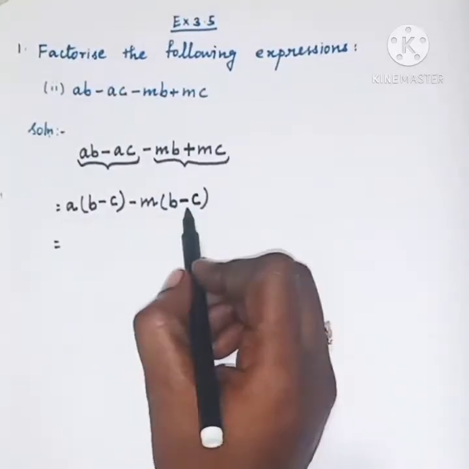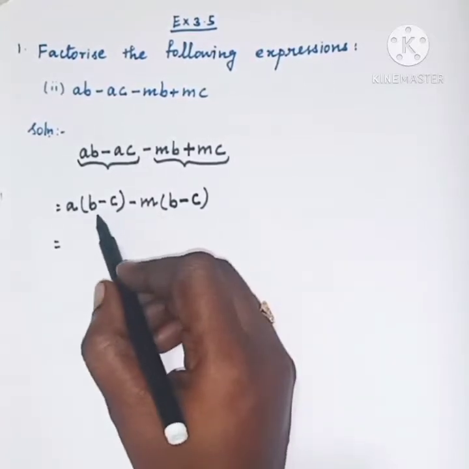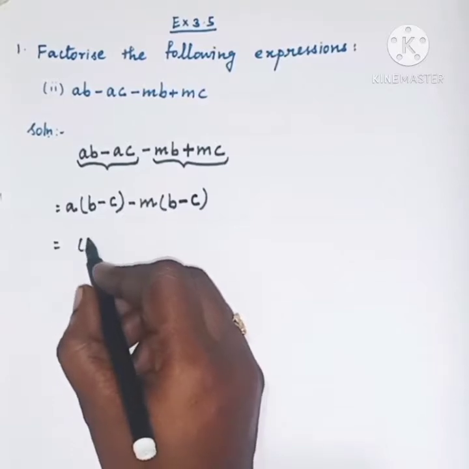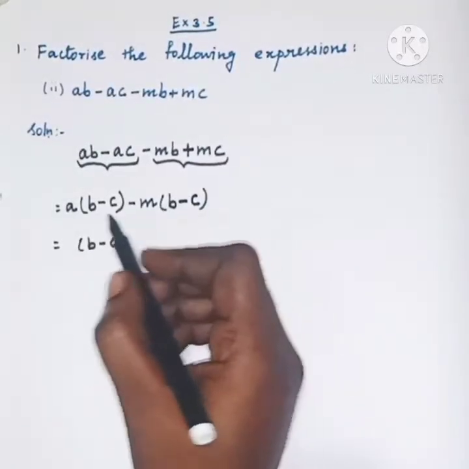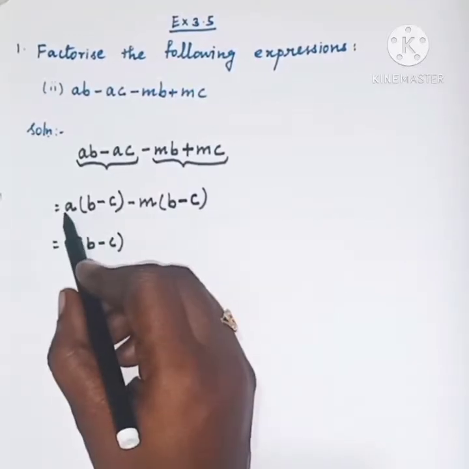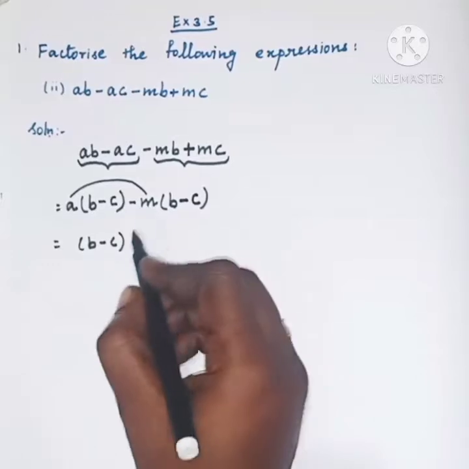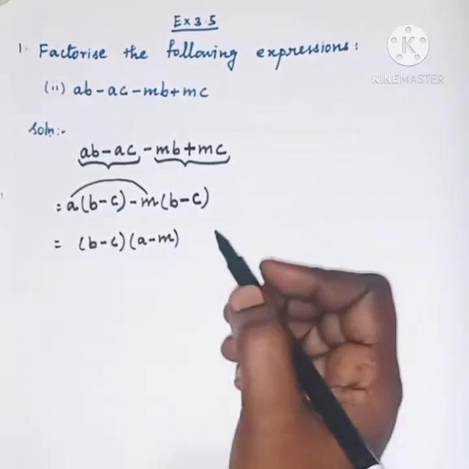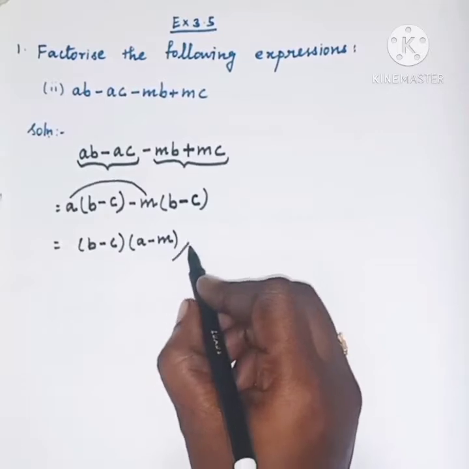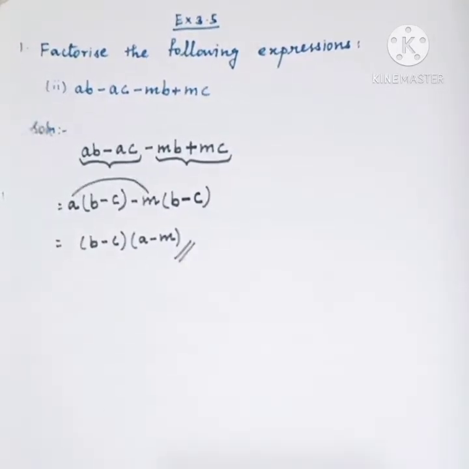So inside the brackets we have b minus c and b minus c, isn't it? So put one b minus c, and then outside the bracket we have a minus m. Write that a minus m inside the bracket. This is the answer for the first sum, second subdivision.